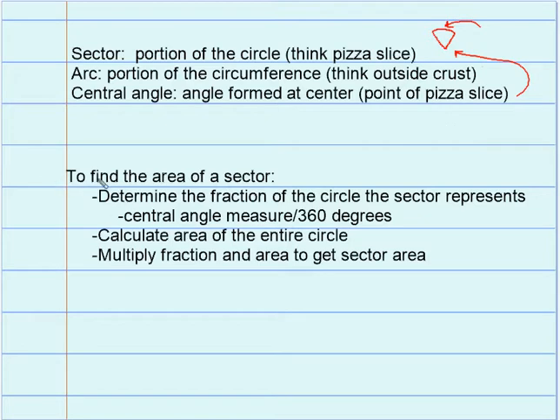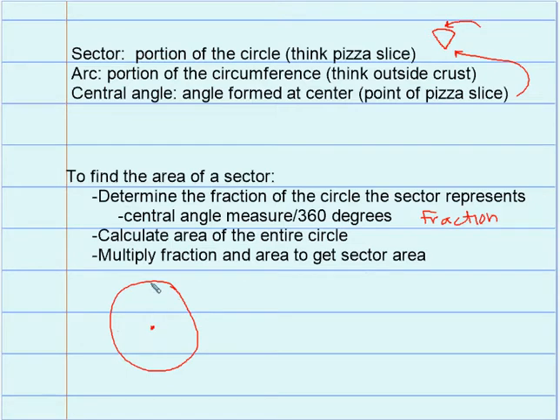Now to find the area of a sector, first we have to determine the fraction of the circle that the sector represents. To do that, you take the central angle measure and divide it by 360 degrees, and write this as a fraction. You're going to want that as a fraction. You could use a decimal, but fractions tend to sometimes be easier to work with. Then we can calculate the area of the entire circle and then multiply the fraction and the area to get the sector area. Okay, so let's take a look at this.